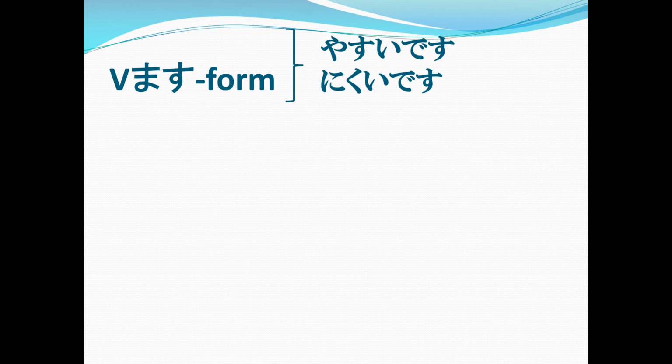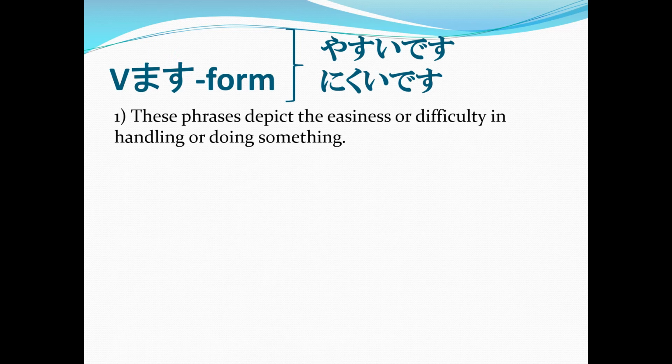Now, let's talk about saying something like easy to do, hard to read, easy to eat, easy to drink, and so on. With that, we use the verb in its masu form plus yasui desu, or verb masu form plus nikui desu. When you want to say something is easy to do, yasui desu. When you want to say something is hard to do, nikui desu. There are two uses for this sentence pattern. The first one is that these phrases depict the easiness or difficulty in handling or doing something.